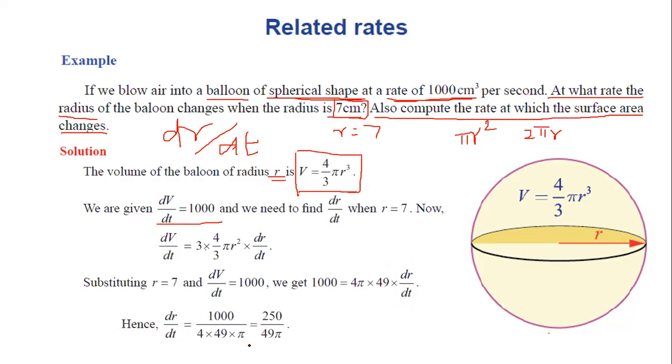That means dr by dt is 250 by 49 pi. It is one result for the rate of change of radius. That is the first question. Then what is the second question?